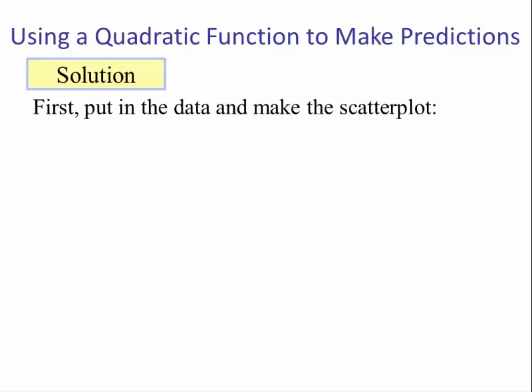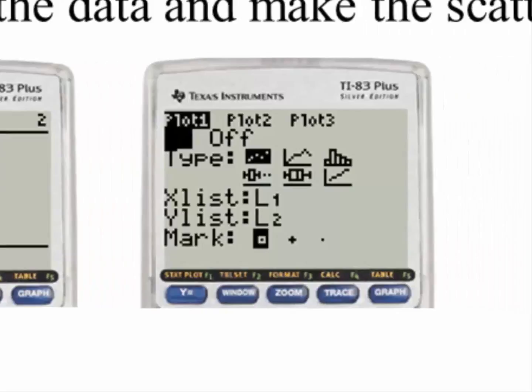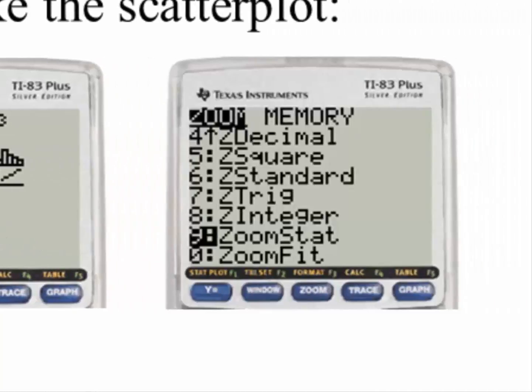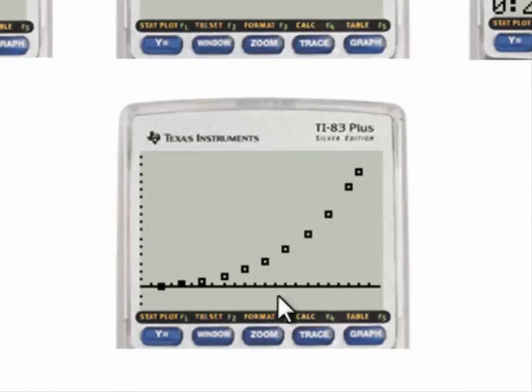Solution. We first need to put the data in and make a scatter plot. T will be list 1 and list 2 will be the miles. We turn the stat plot on by hitting second y equals. Make sure it's on and that we have our scatter plot. Our X list is list 1. The Y list is list 2. Then we hit zoom and number 9 for zoom stat. And here we have the graph of the data.